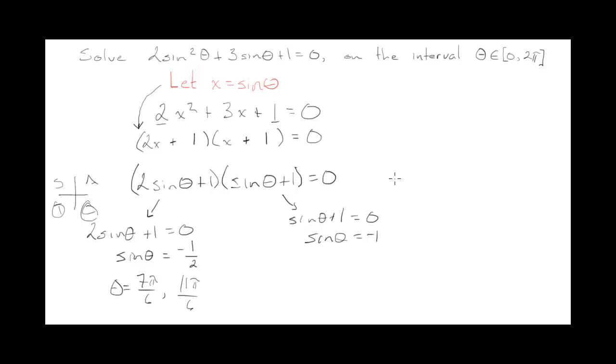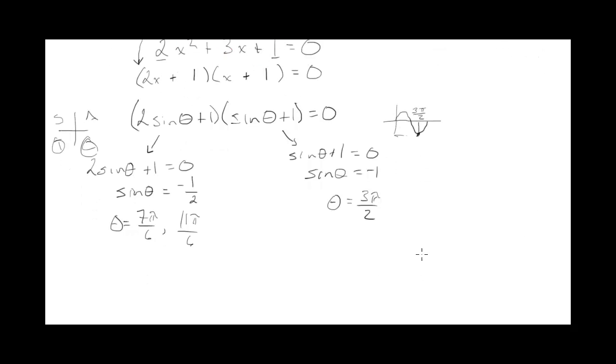And for sine theta plus 1, that would be sine theta equals negative 1. Here, usually what I would do is think about my sine graph. Sine equal to negative 1, that's here, which happens at 3 pi by 2. So theta is equal to 3 pi by 2. Therefore, theta is equal to 7 pi by 6, 11 pi by 6, and 3 pi by 2. You get all three answers.